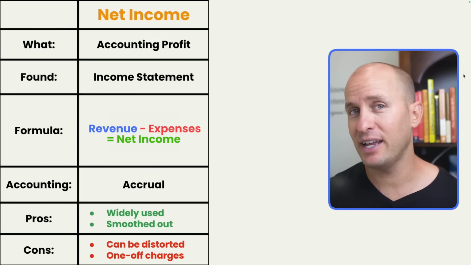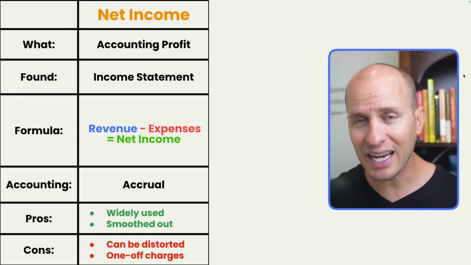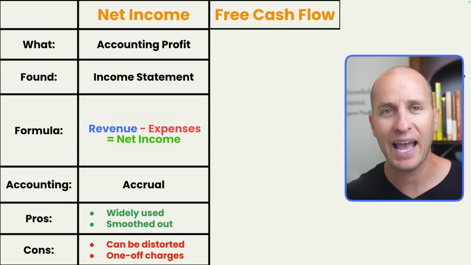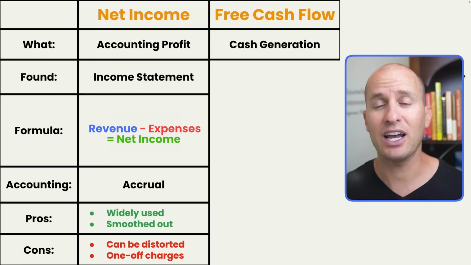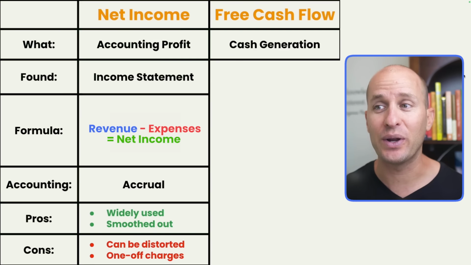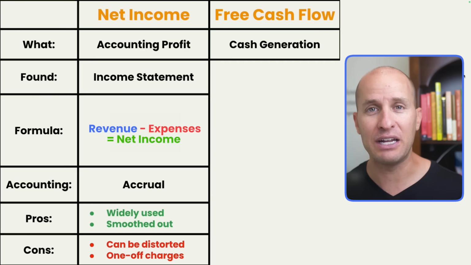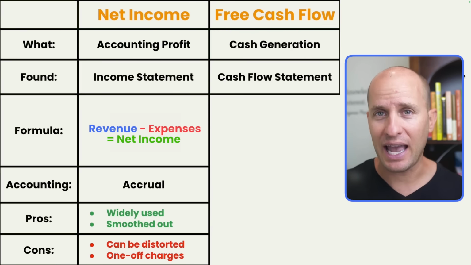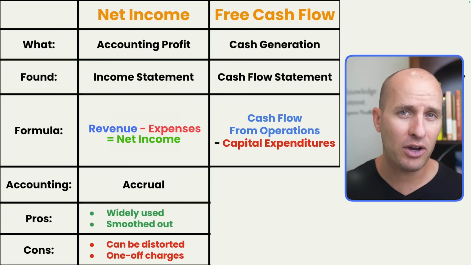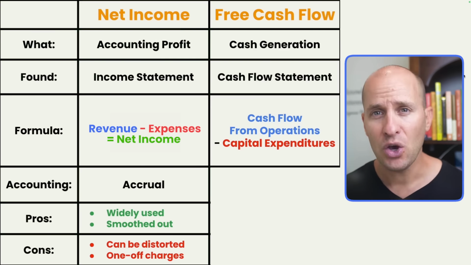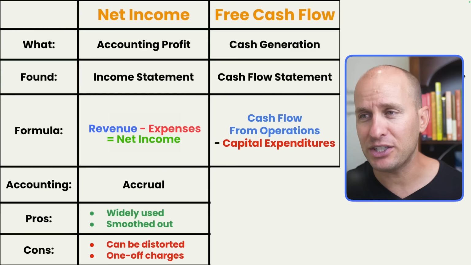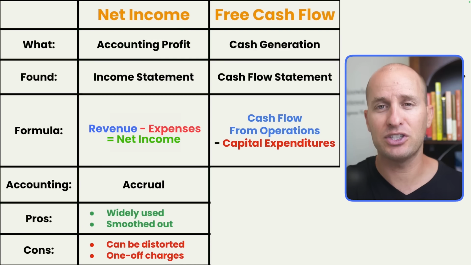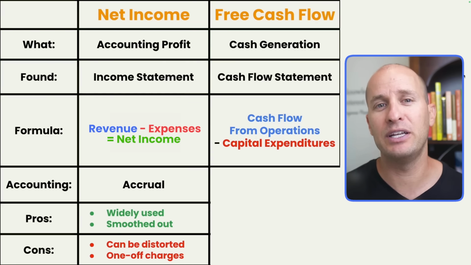Now that we have a better idea of net income, let's move on to our second profit metric, which is free cash flow. Free cash flow shows a company's actual cash generation capabilities after reinvesting in the business. To find a company's level of free cash flow, we look at the cash flow statement. The formula is very simple. We take the cash flow from operations, we subtract out any capital expenditures, the remainder is a company's free cash flow.